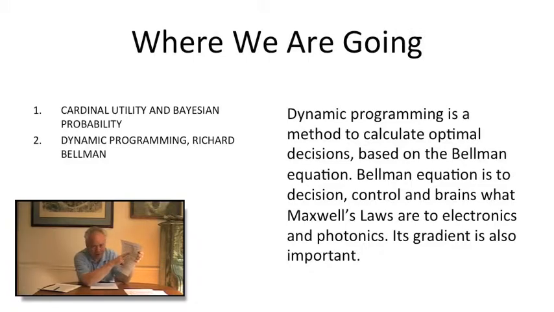So dynamic programming is really 2 things. It is a method to calculate optimal decisions based on the Bellman equation. But it's also the Bellman equation. So one thing you really have to know very well to do work in this field, you really have to understand the Bellman equation very well. The Bellman equation is to decision, control, and brains what Maxwell's laws are to electronics and photonics. It's really fundamental. I have seen some papers on control theory or physics where people have 200 equations and they don't really understand any of them, and they get into real trouble.